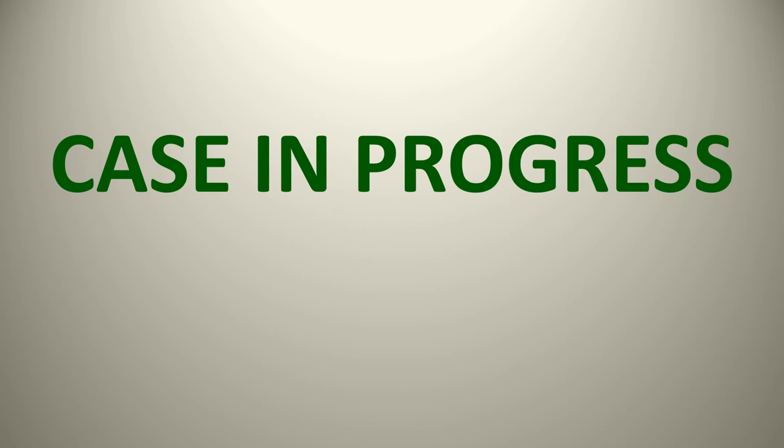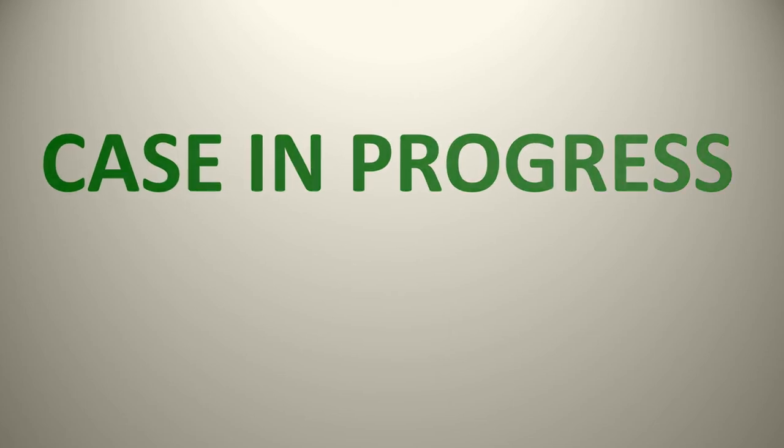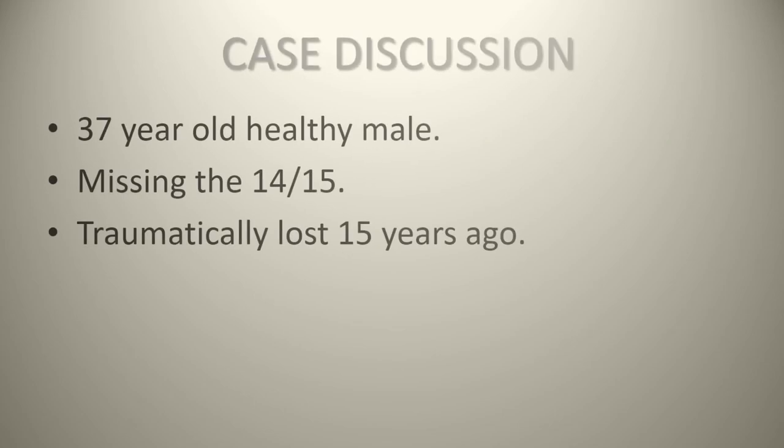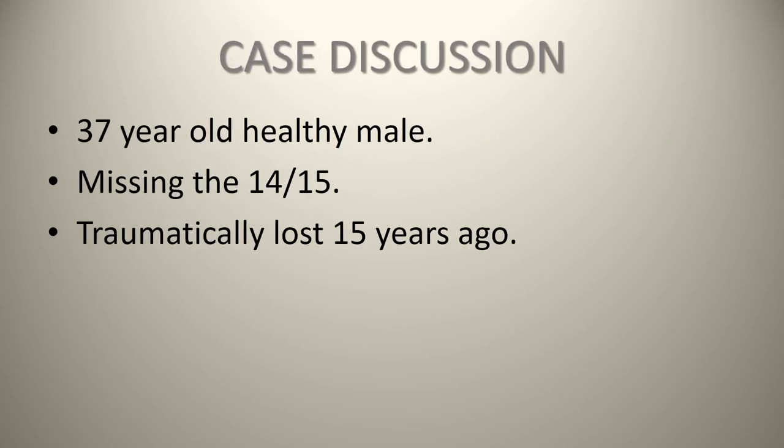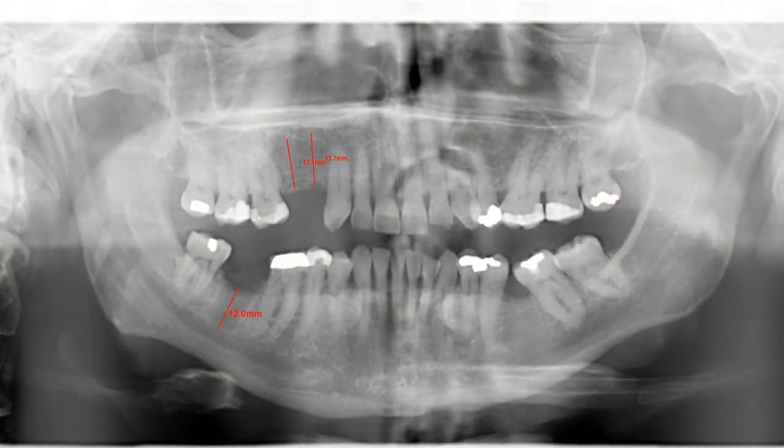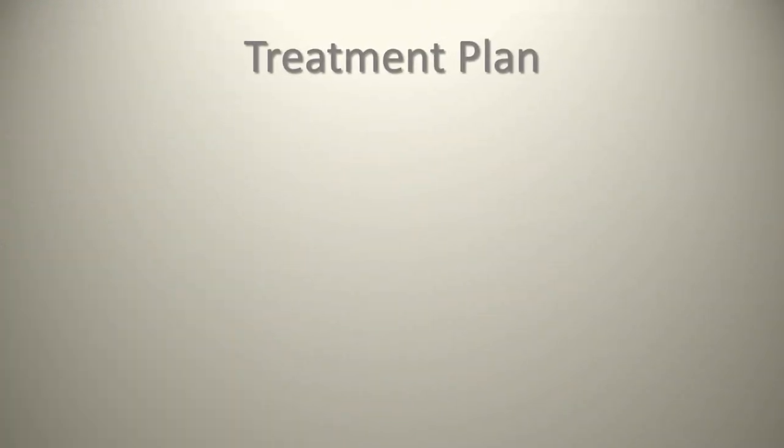So moving on to the next case, we're going to talk about an H incision. We have a 37-year-old healthy male who's missing the 1-4 and 1-5. This was traumatically lost 15 years ago. I don't have a photograph of it here, but there was a significant buccal bone deficiency in this particular patient's case. So we had to consider some sort of a buccal bone graft or onlay bone graft with a bicortical screw. So the treatment plan for this patient was a buccal onlay bone graft with the placement of two dental implants and the provision of an FPD to replace the missing 1-4 and 1-5.